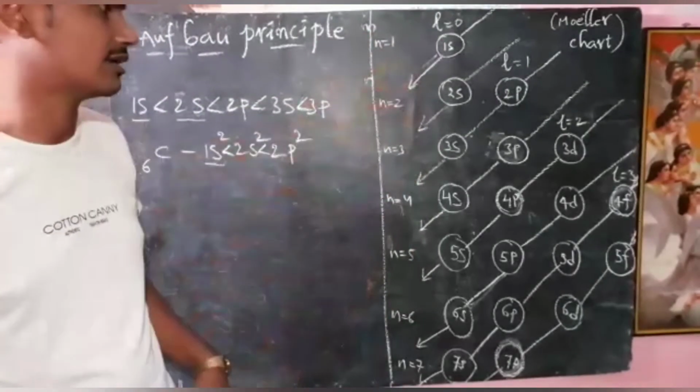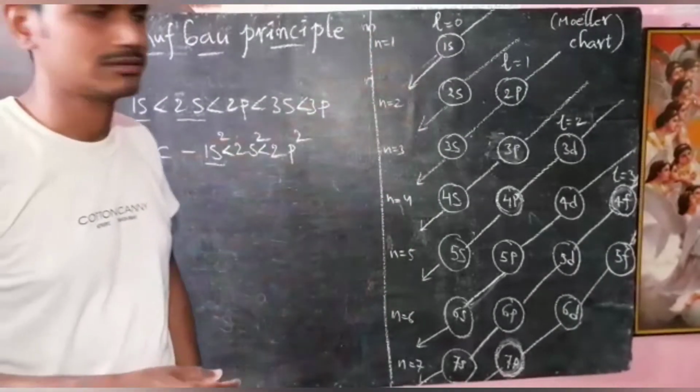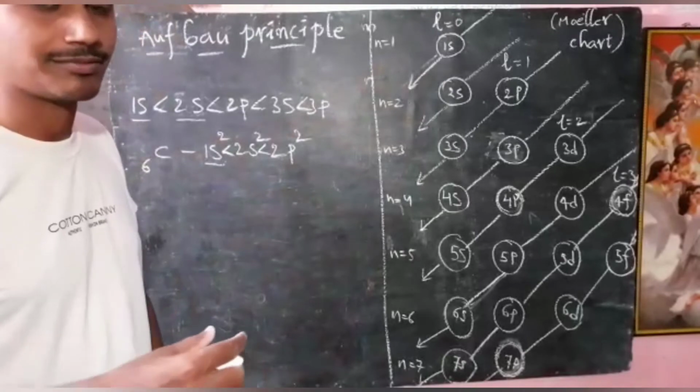This is the Aufbau chart. Basing on this we can know how the atomic orbitals are filled by the electrons.